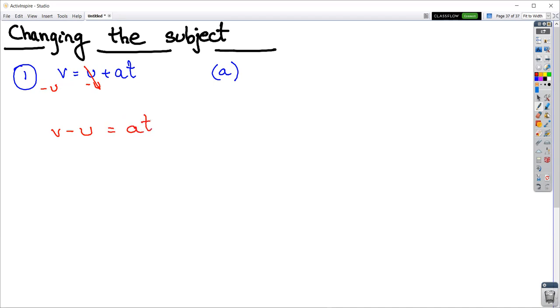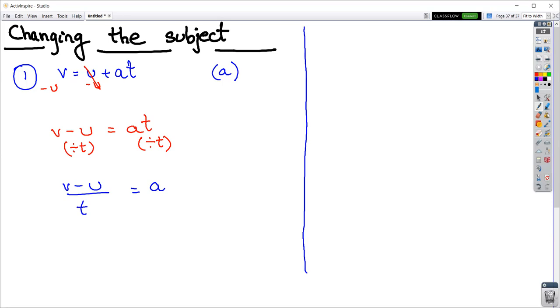Because we are trying to make A the subject, this T is still here, which we need to eliminate. Because A and T are written in a product form, we're going to divide by T on both the sides. So dividing by T on both the sides, the left-hand side would be V minus U over T, and the right-hand side would just be A. Clearly, we can see from here now that we have managed to write down A as the subject.